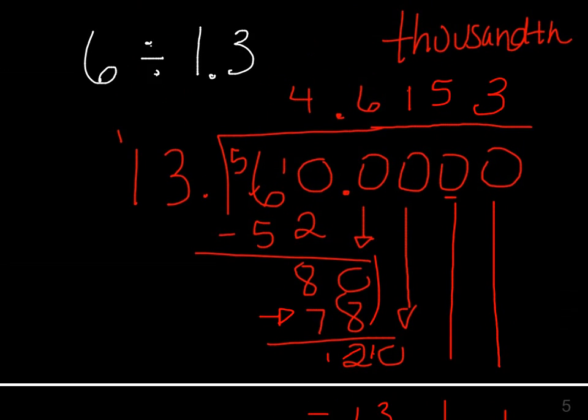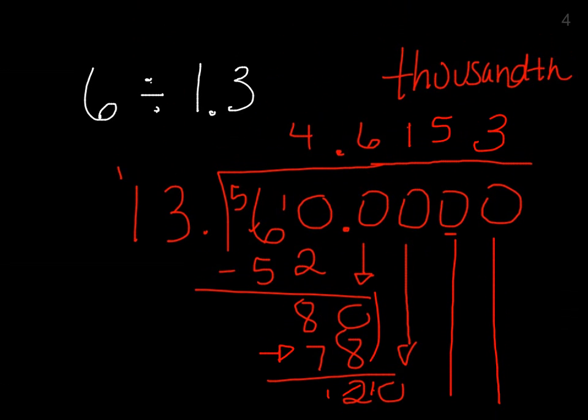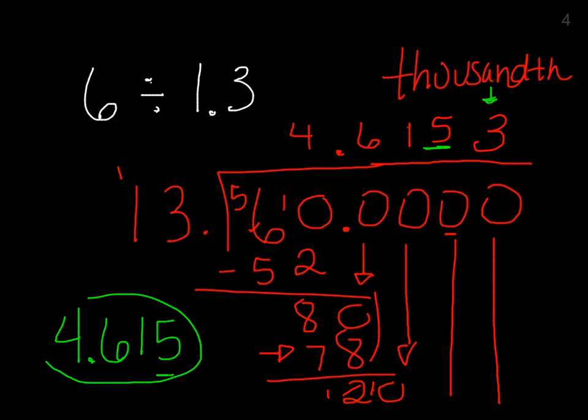place. So if I look at this, this is my thousandth. I have one place past it, and the 3 would make the 5 stay the same. So my answer would be 4.615, and that last digit is in the thousandth. So that is my answer.